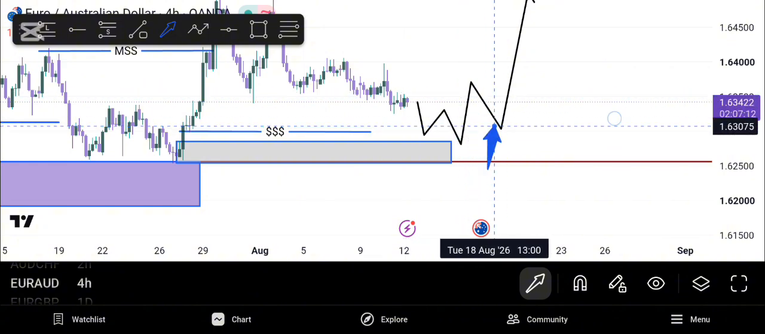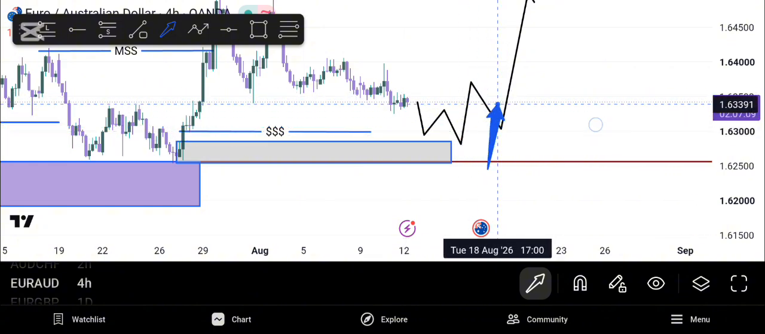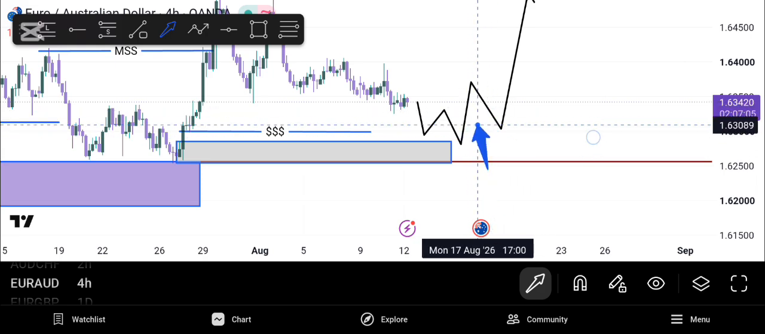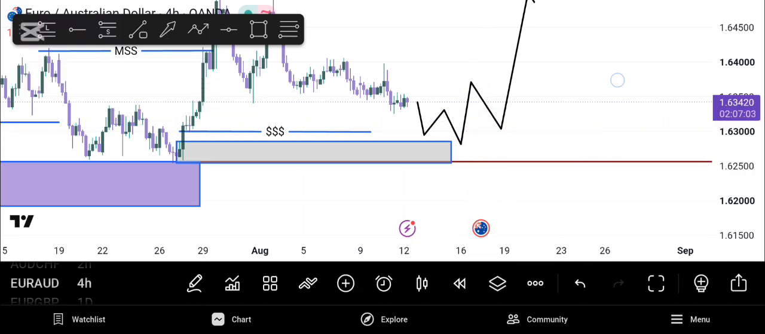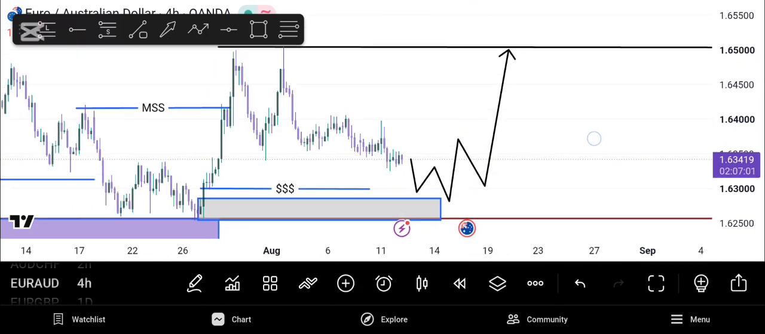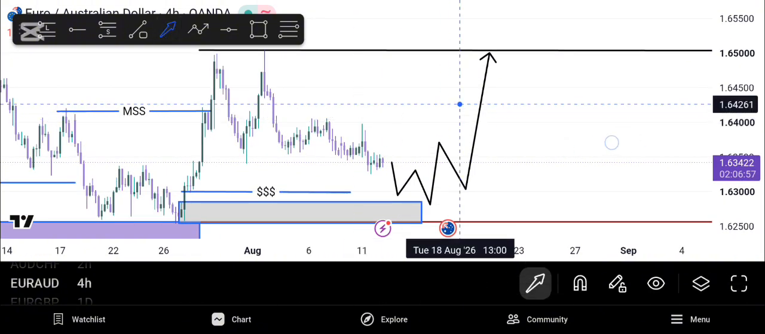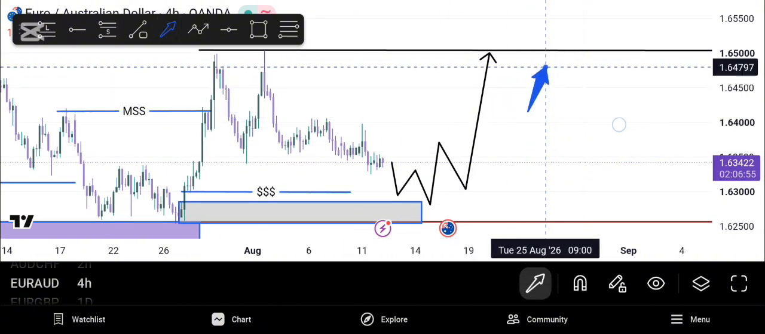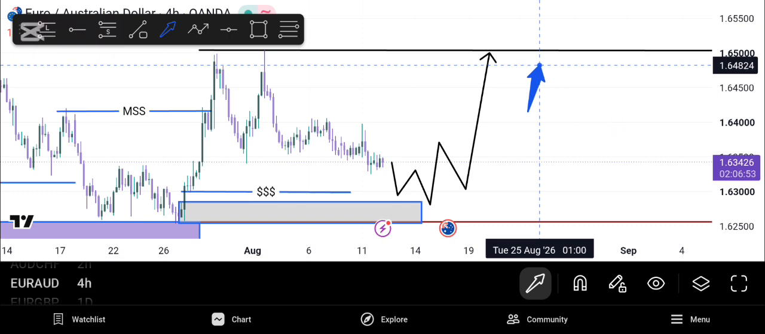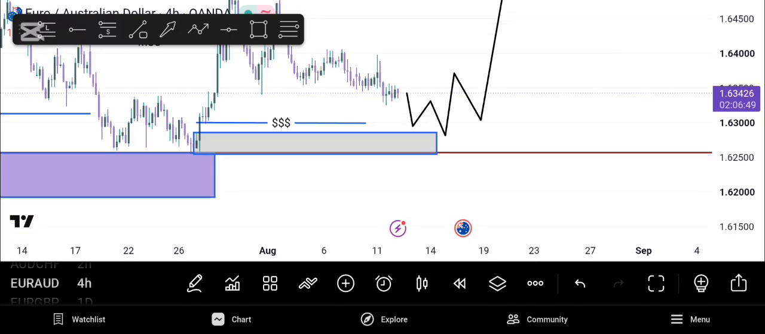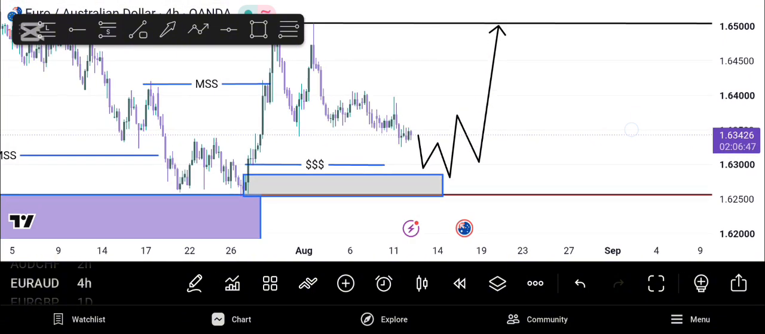This is going to be happening on 15 minutes. The moment price taps into this zone, I'm going down to 15 minutes to look at this structure. Once I get this structure, I'm buying Euro AUD to the upside, and my target is going to be 1.65000. That's going to be my target on this trade.